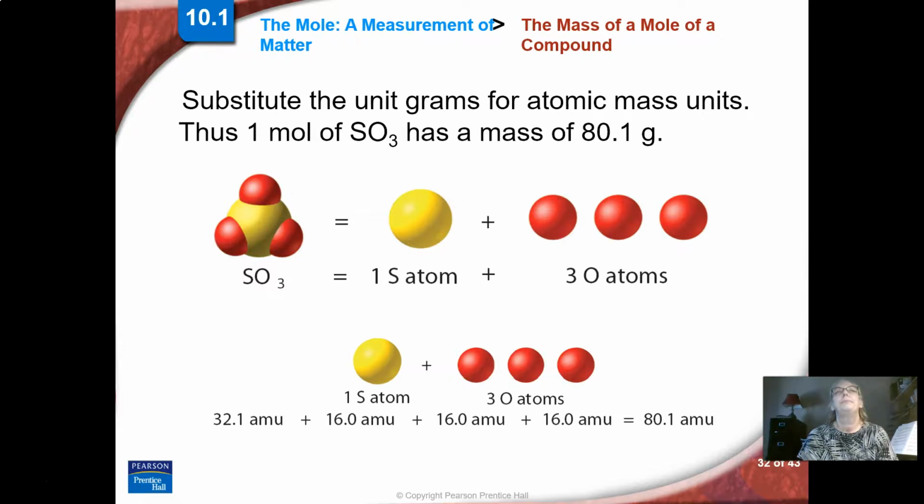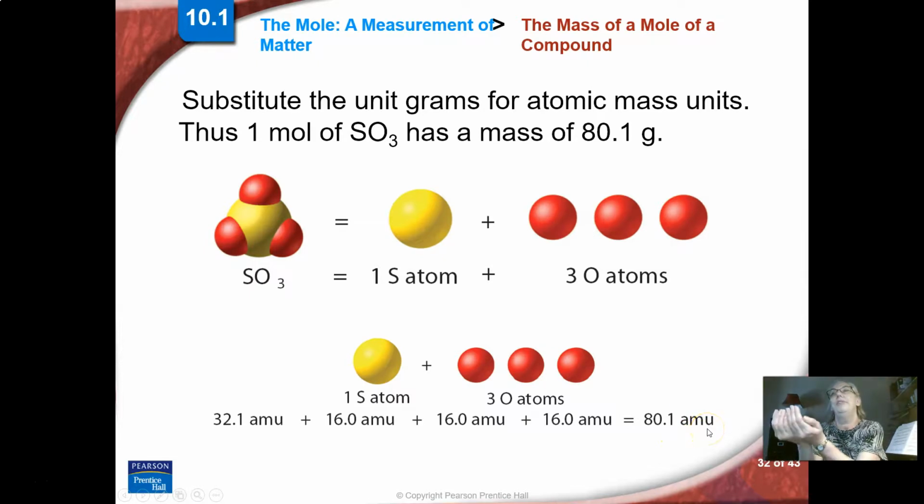So for example, I want to find out the molar mass of SO3. There's 1 S and 3 O's. So I look at the periodic table. There's 1 S, 3 O's. I look at the table, and it says that S is 32 grams, or 32 AMU for 1 atom. For each oxygen, it's 16. I have 3 of them, so then I add them together. So if I had 1 molecule of this, just 1 all by itself, it would be 80.1 AMU.